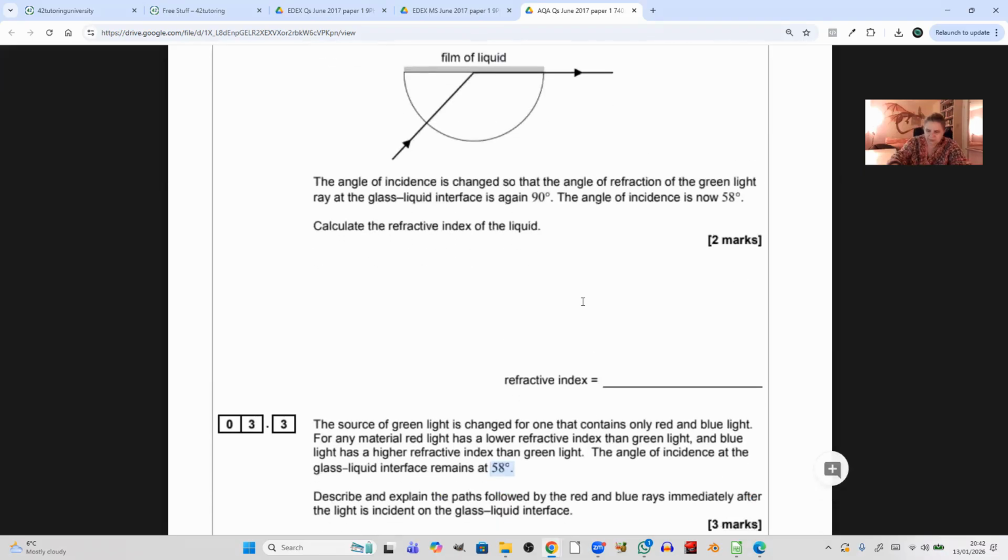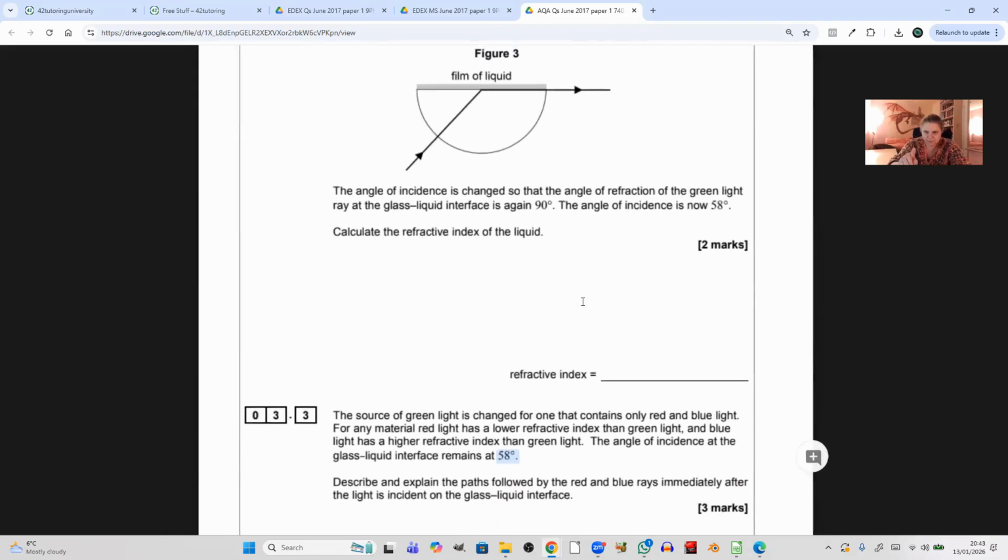Let me make it a little bit smaller so I can get my diagram and the question on the screen at the same time. The angle of incidence: I'm going to draw in the angle of incidence. So I've got to put in my normal, because angles of rays are always measured to the normal. My angle of incidence there is 58 degrees. They've told me that it is. Now it says, describe and explain the paths followed by the red and blue rays immediately after the light is incident on the glass liquid interface.